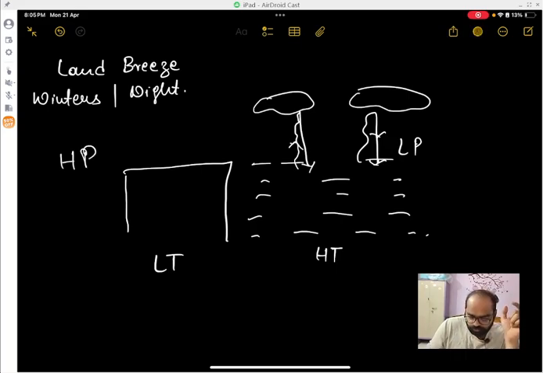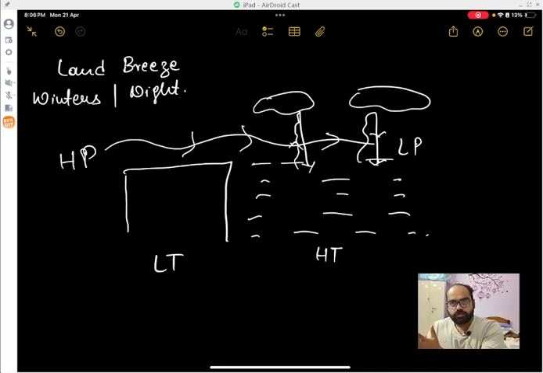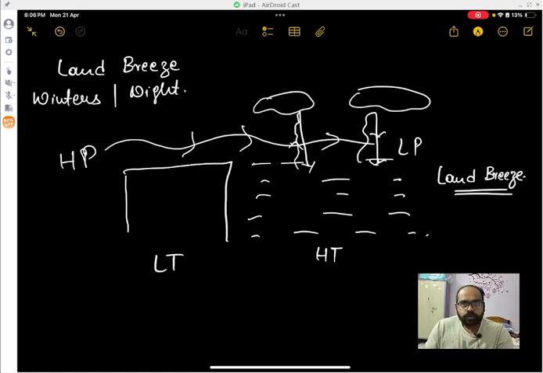Air would move from high pressure to low pressure regions. That is from land to sea. That is called land breeze. Okay. This sea breeze and land breeze is due to horizontal movement of the air. Okay.